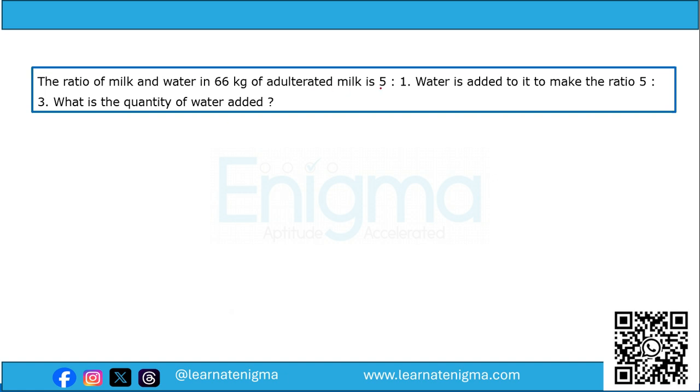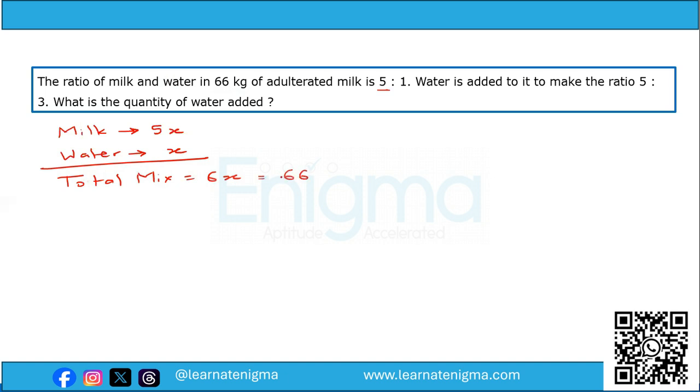Now, let's assume the quantity of milk as 5x, and hence water will be 1x. So total mixture will be 6x. But it is given to us that the total mixture is 66. So that means x is equal to 11. So we can assume that milk originally is 55 and water is 11.